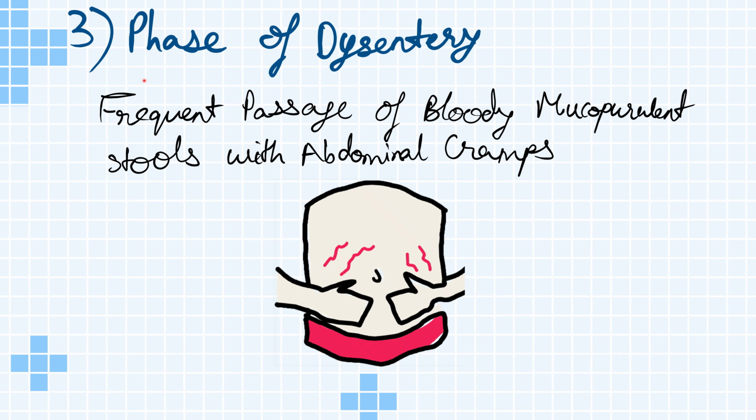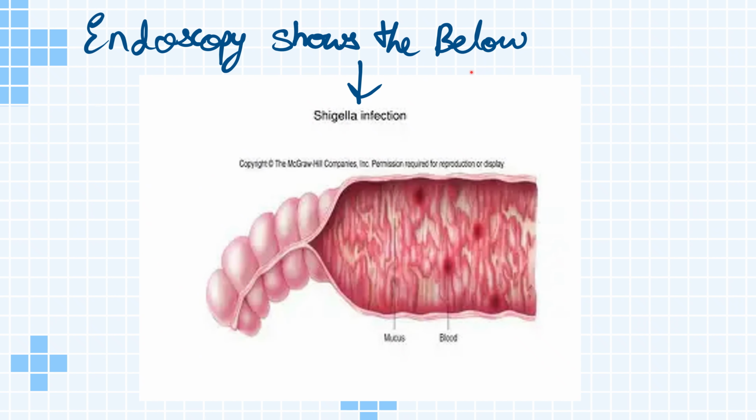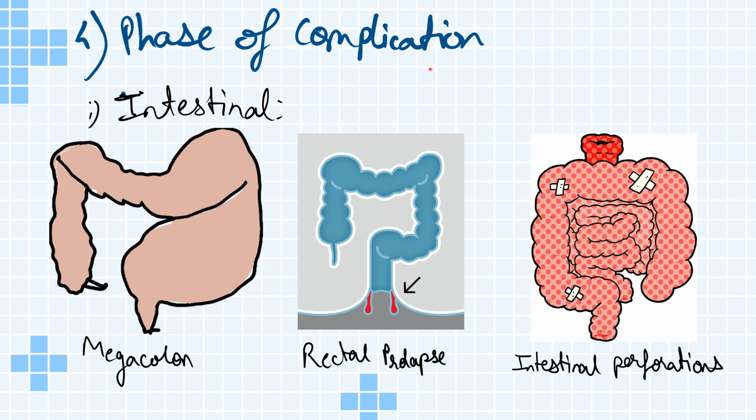As the infection progresses, infected persons enter the dysentery phase. In this phase, there is a frequent passage of bloody mucopurulent stools with abdominal cramps. Now, here's the endoscopy picture which shows the blood and mucus in the intestinal mucosa. Now, let's look at the complications. First one is intestinal. And here, the colon dilates because of continuous inflammation. This leads to toxic megacolon.